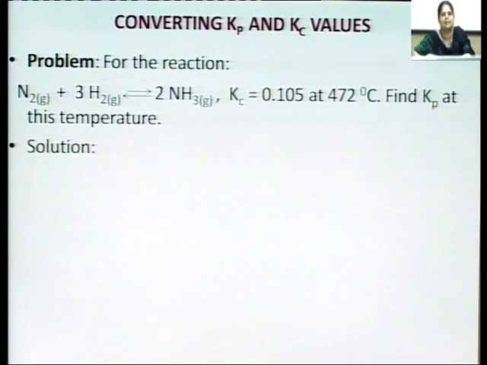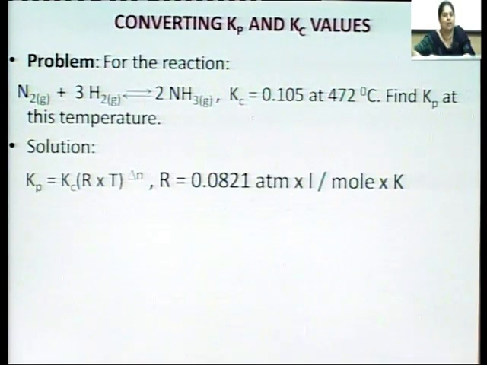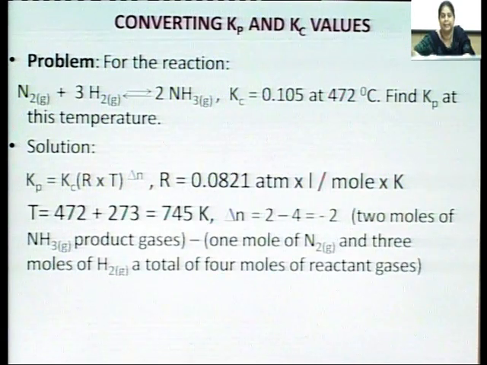Now, in this case, how can we find it? We know that Kp is equal to Kc into (RT) raised to the power delta n. Here R is a constant and its value is 0.0821 atmosphere liters per mole per degree Kelvin, and T, as the temperature is given to be 472 degrees Celsius, we have to convert into the Kelvin scale. We add 273 here, so that the result is 745 Kelvin.